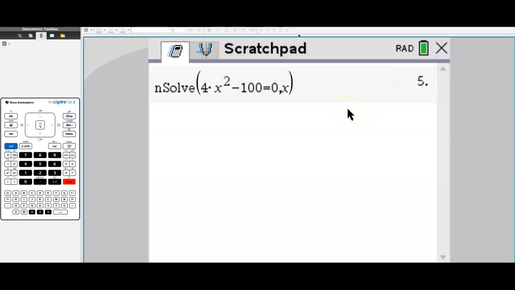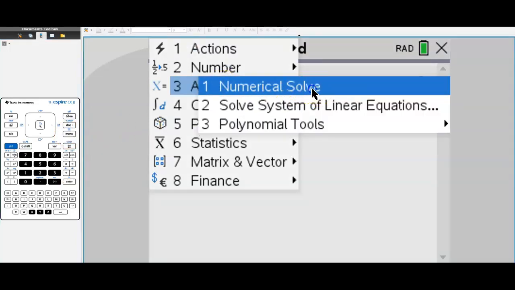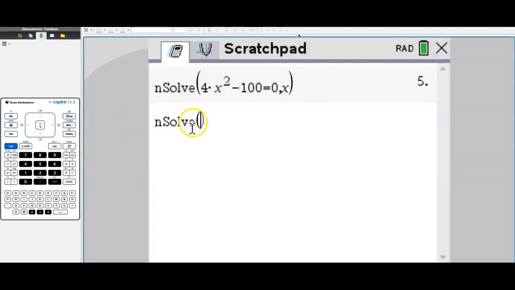Now, we are dealing with a quadratic function. Quadratic functions have the exponent of 2, which means it has 2 roots. So how do we find that second root? Well, a cool little trick that you can do is you can do menu 3.1 again for nsolve, and we want to type in the same thing. 4x squared minus 100 equals 0, comma x. Now, if I do the same thing, I'm going to get 5. So that doesn't help us.